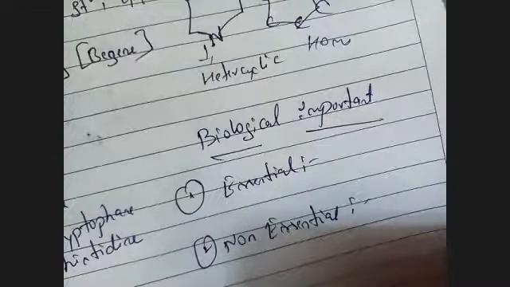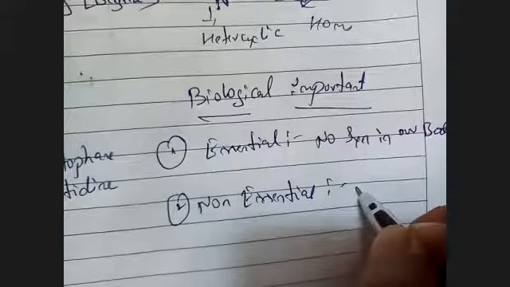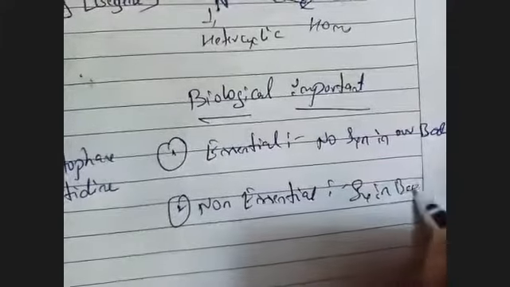Essential means it is not synthesized in our body. We need to take it through the diet. It is not present in our body, so we need to supply it through our diet. That is called essential. Essential means we require it. Non-essential means it is synthesized in our body, so there is no need to take it from dietary sources.